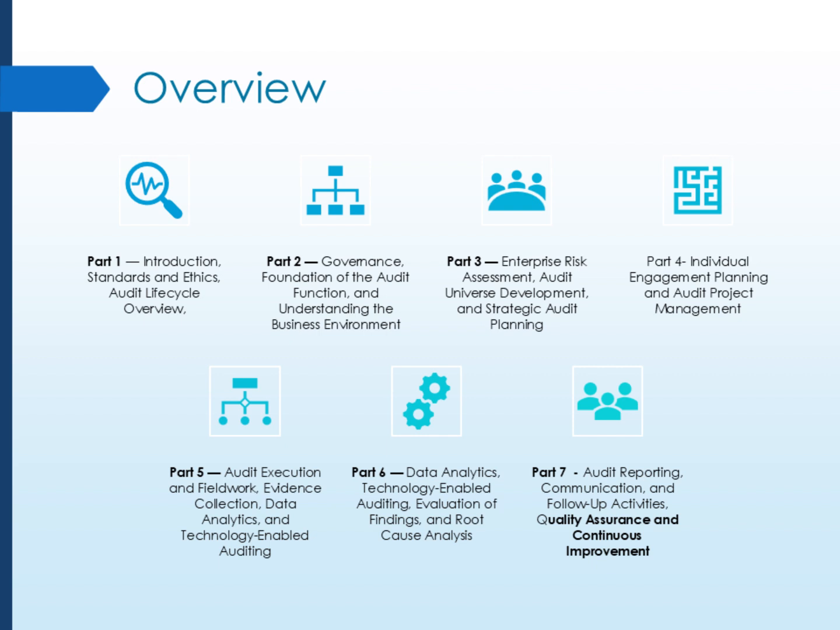The focus here is on using data and technology to improve audit insight, strengthen assurance, identify anomalies, and understand why issues occur rather than only identifying symptoms. Finally, Part 7 concludes the series with audit reporting, communication, follow-up activities, quality assurance, and continuous improvement. This section examines how audit findings are communicated, how corrective actions are monitored, and how the audit function continuously improves its effectiveness and value delivery.